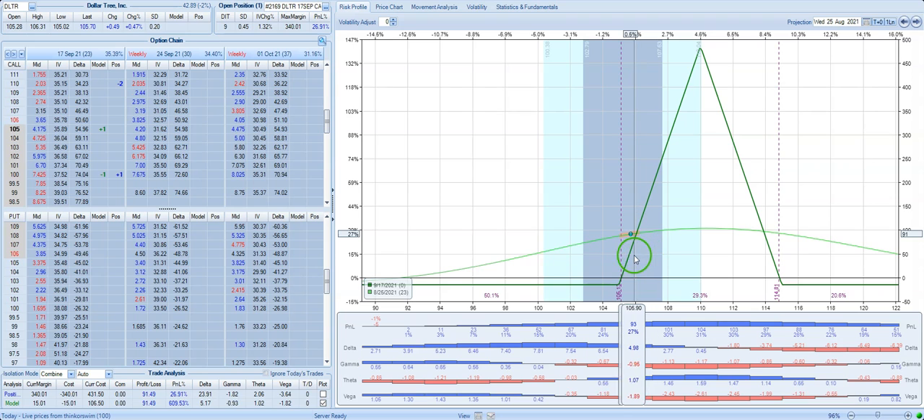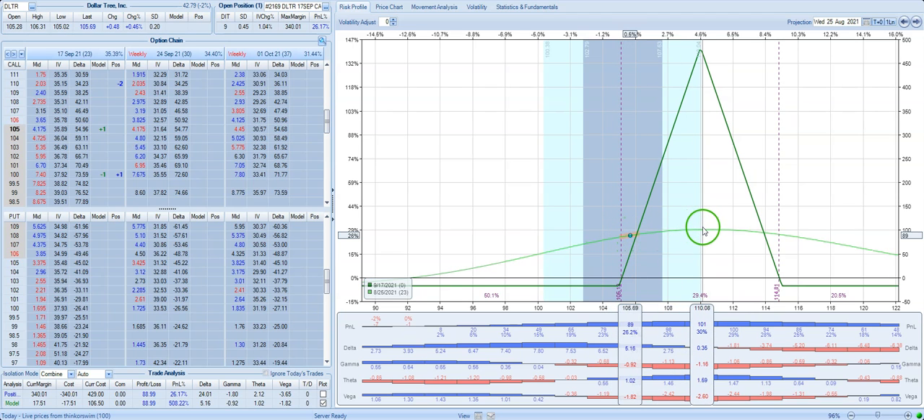Now, if the reaction to the news is to the upside and the stock shoots over 115, we're still going to be in a decent position to make a profit. If we see a reaction to the downside and the stock goes down to about, say, 100 or 98, we should still see a profitable trade. The best case scenario here is that we see a move up to maybe 110 or 112 and the stock stays there for a couple of days. We should be able to come out of this trade with about a 30% net profit.